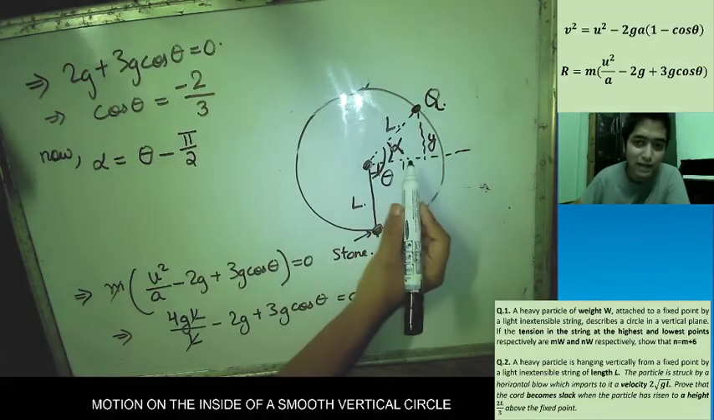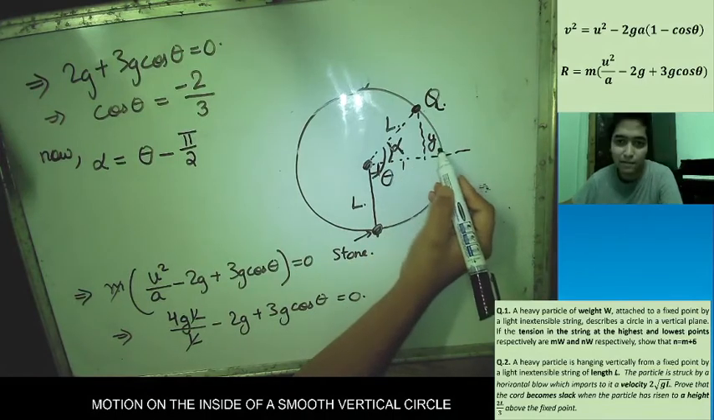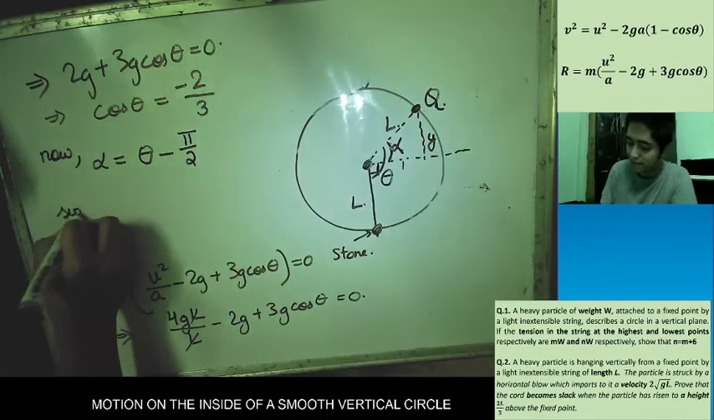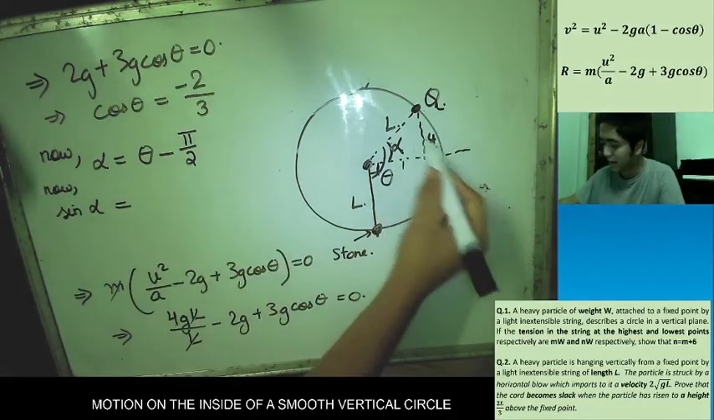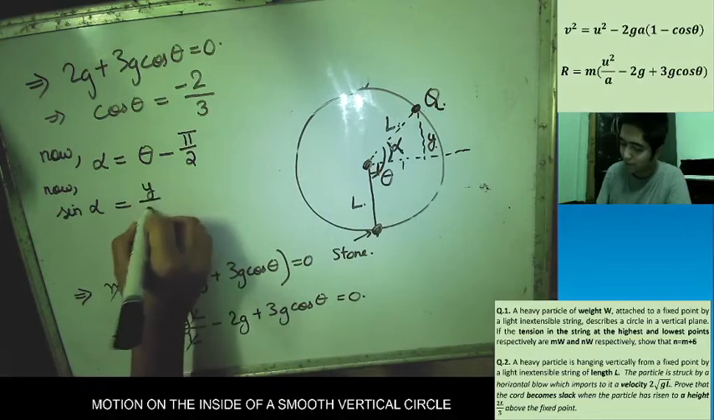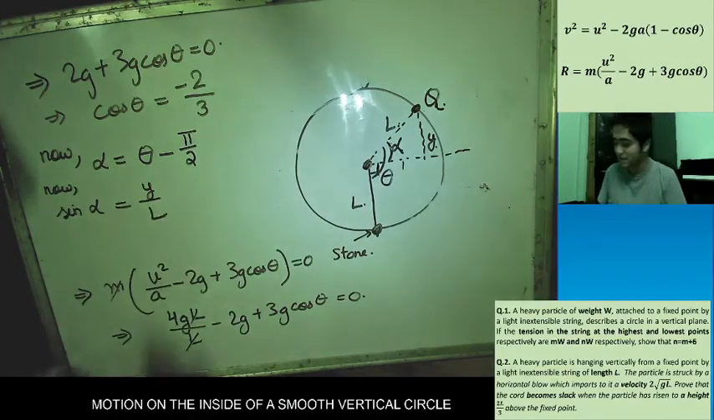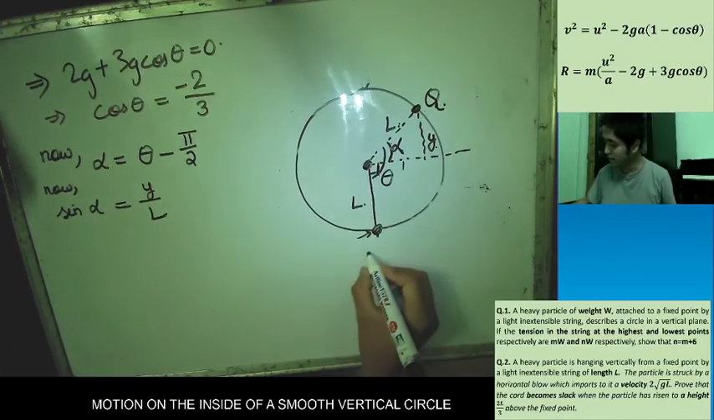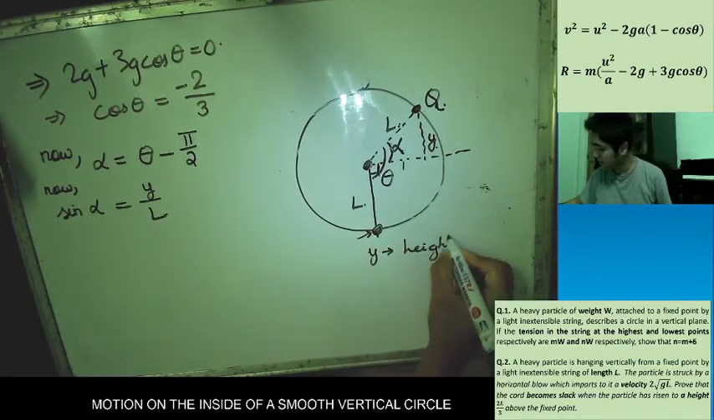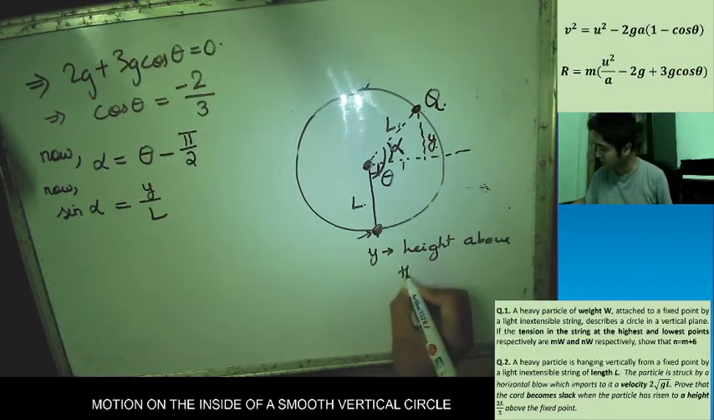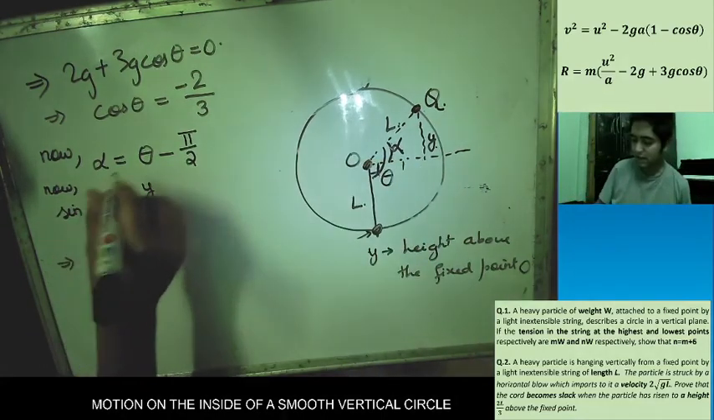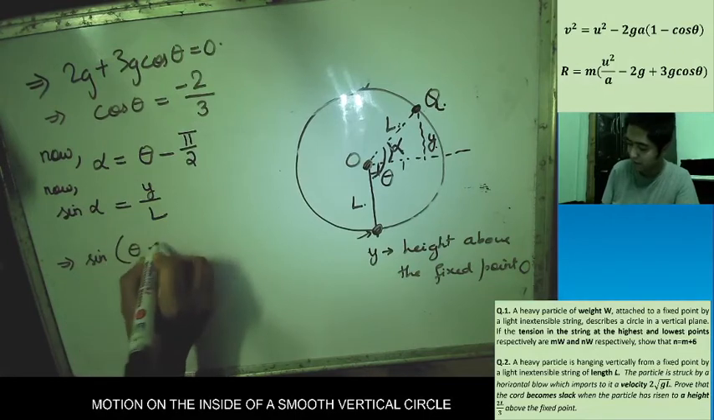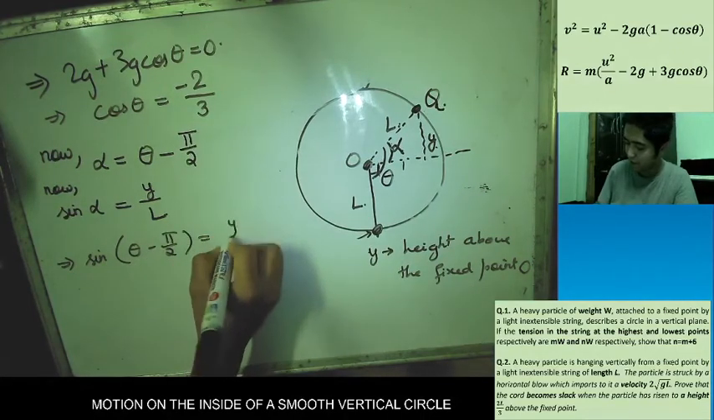Why exactly are we finding alpha? Because we want to find y. Now sine alpha will be y by L, because we need to find y. That is why we are doing all of this. Where y is the height above the fixed point O. So sine alpha will give you sine of theta minus pi by 2 equal to y upon L.